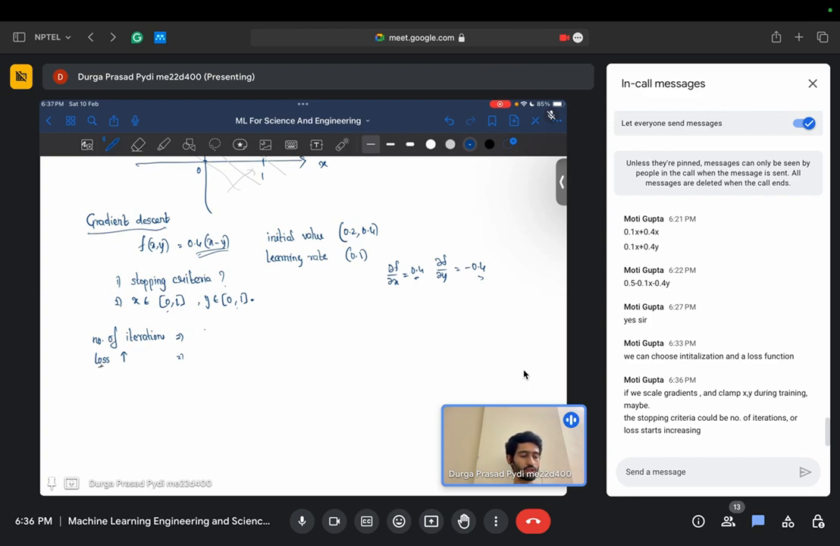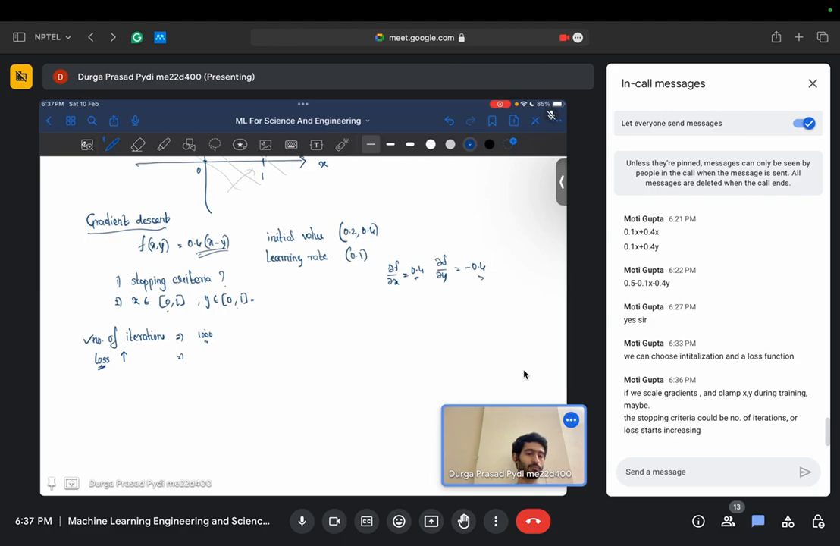So why do you think the loss starts increasing after a certain point? Okay, say we'll stick with the first one for now, that we fix the number of iterations to be 1000 or so. So once I fix the number of iterations, then I'll do iterating only till that particular point. So that is clear. If you scale the gradients and clamp expert during training.